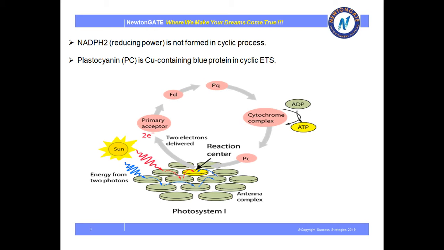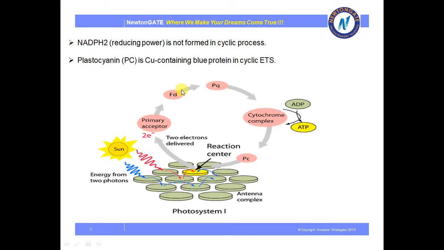Due to the non-availability of NADP+, electrons from the ferredoxin move to photosystem 1. So from this ferredoxin, due to the non-availability of NADP+, electrons directly move to the photosystem 1. Because of the direct moving of electrons from ferredoxin to photosystem 1, this whole system is called cyclic photophosphorylation.